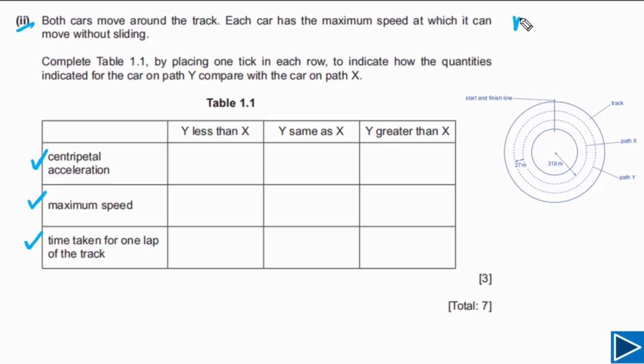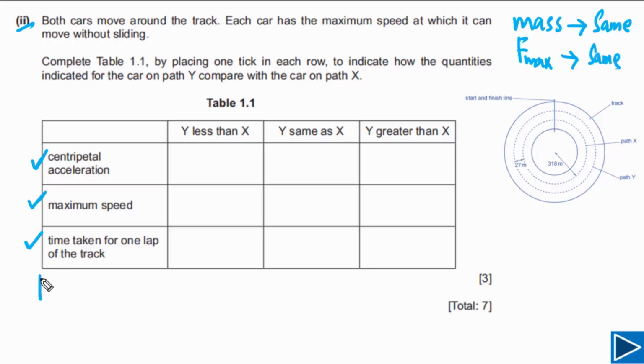In the question it is given to us that the mass is the same, meaning these two cars have the same mass. So the first thing we can write down is that they have the same mass. It is also given that they experience the same maximum frictional force. So the maximum sideways frictional force is also the same for X and also the same for Y. Let's start from centripetal acceleration.